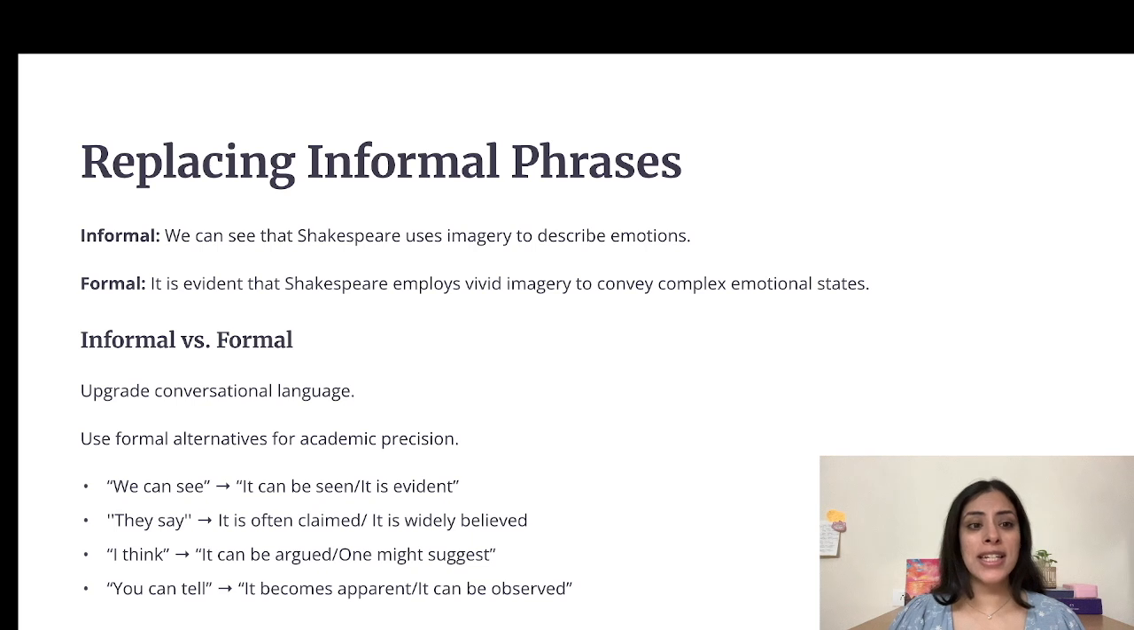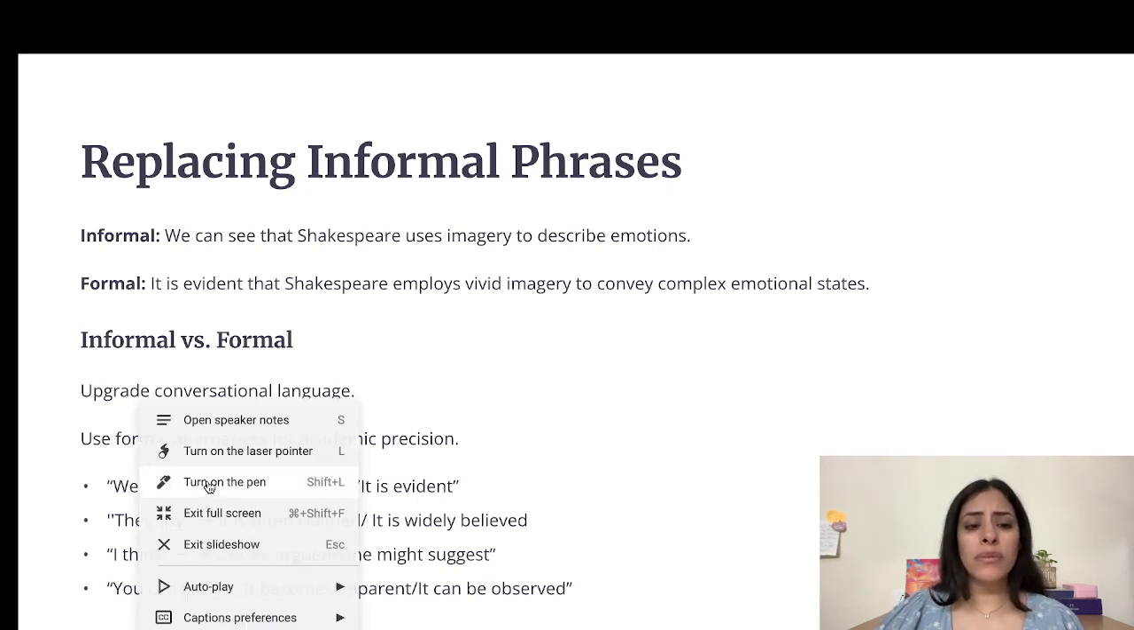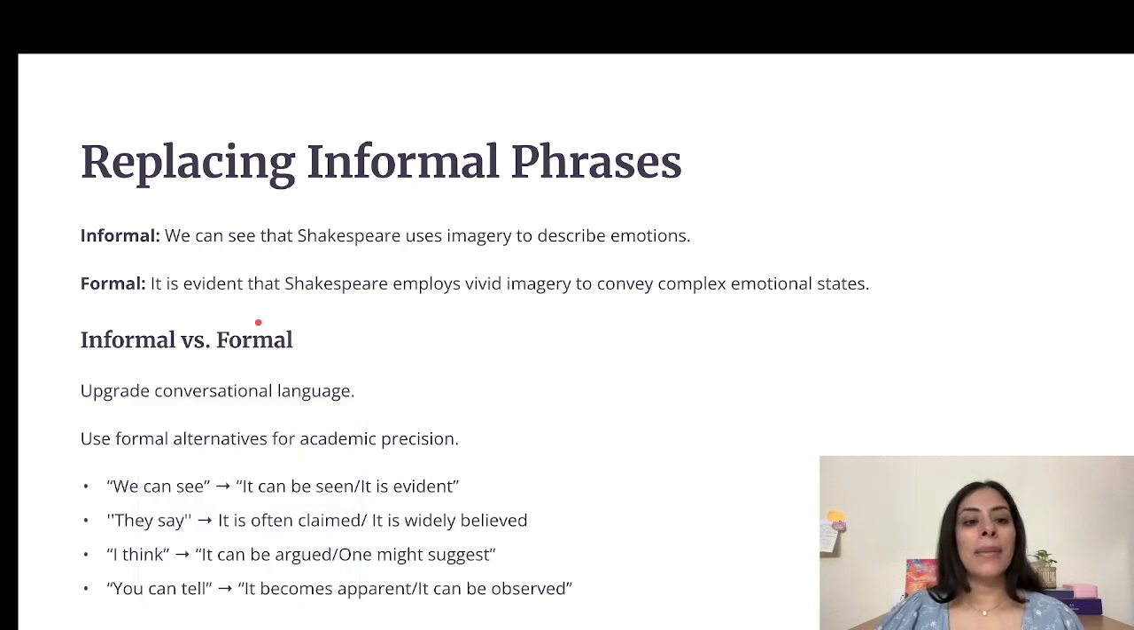So let's get started. Now, the very foremost method is replacing informal phrases. This should be your go-to method while you're revising your answer or even while you're writing your sentences. Now, a lot of times we see that we use personal pronouns as well. We'll discuss that later in the coming slides. But here we have to make sure that we do not use we, I, you, etc.